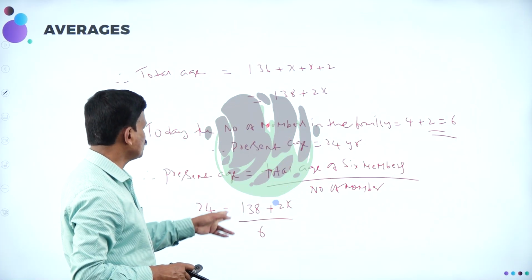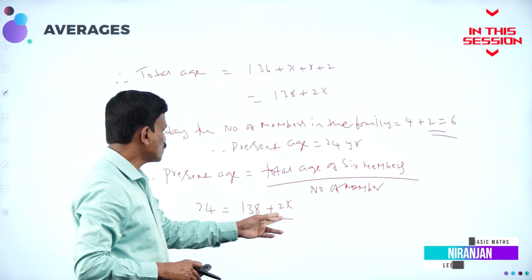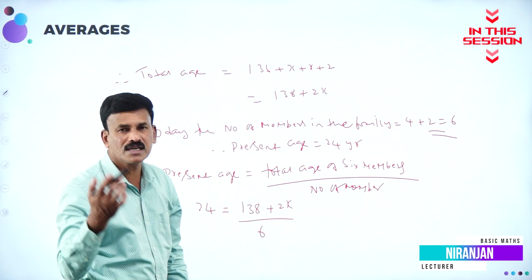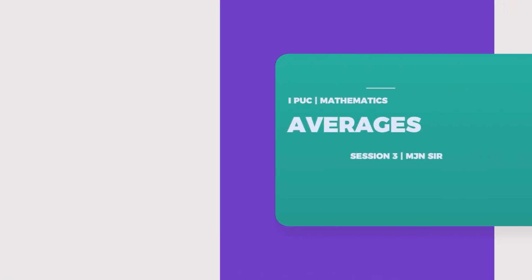The present age is 24, which is equal to (136 plus 2x) divided by 6. Simplify this, you will get the value of x. That's it. Okay.